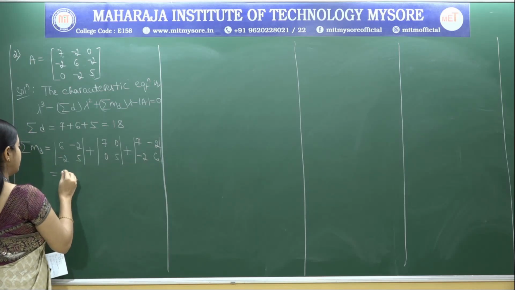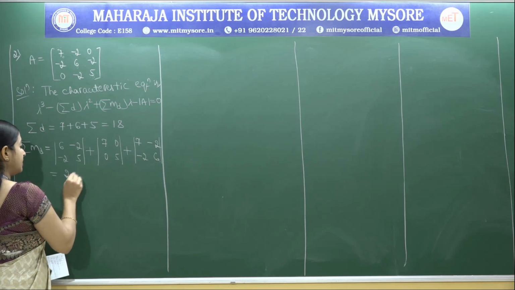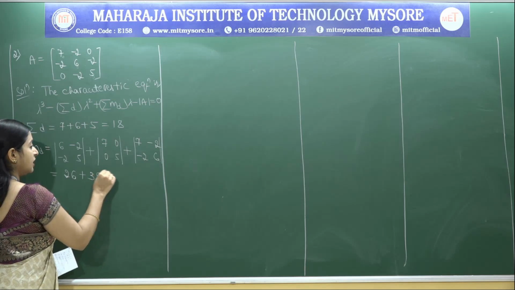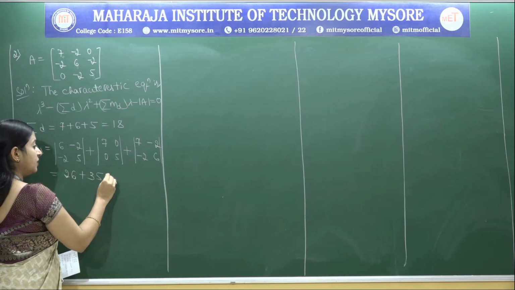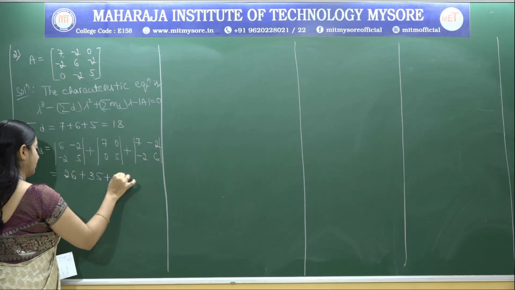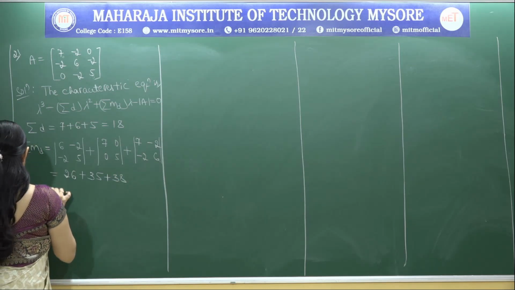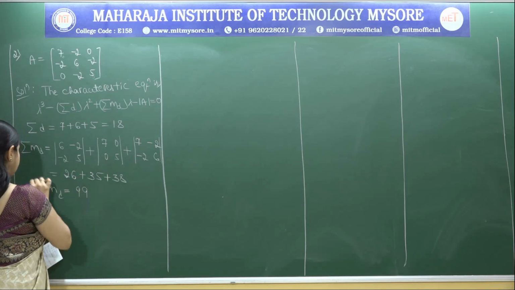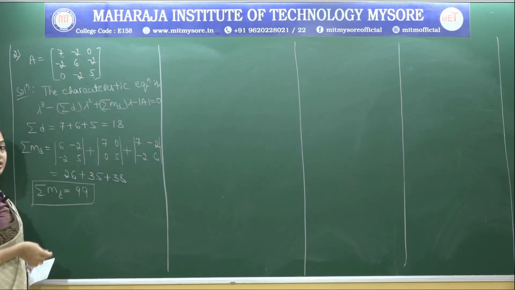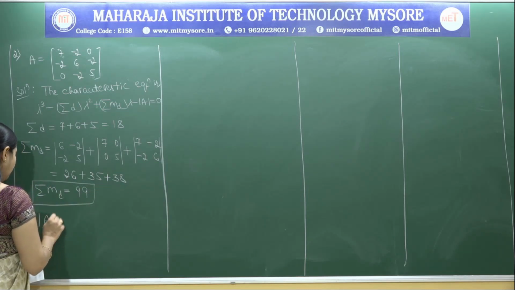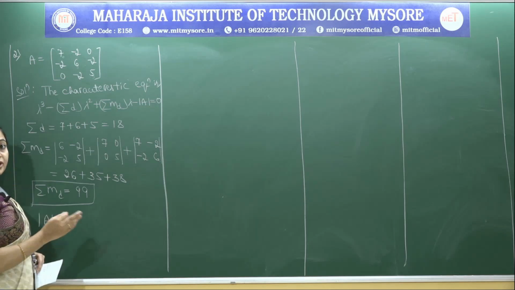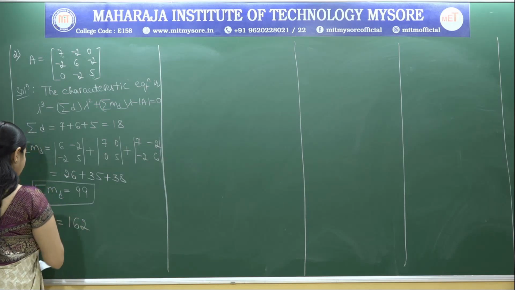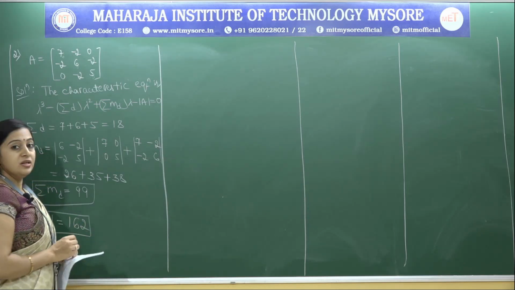So the first one, 30 minus 4, you will get the 26. The second one, it is 35. Third one, 42 minus 4, you will get the 38. So you will get the summation of the minor entry is 99. Then the determinant of A, calculate the determinant of A in your calculator of order 3 cross 3, you will get the determinant of A is 162.